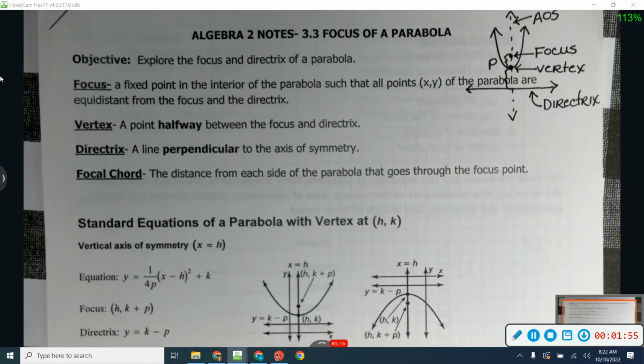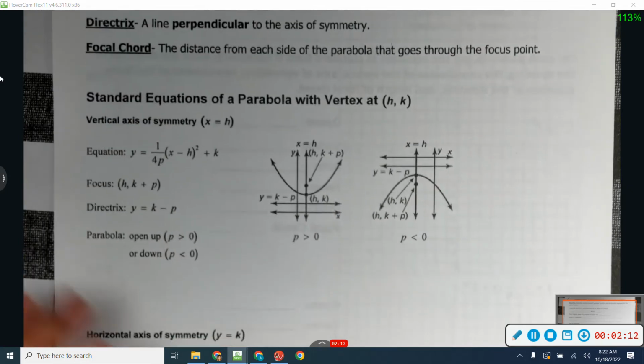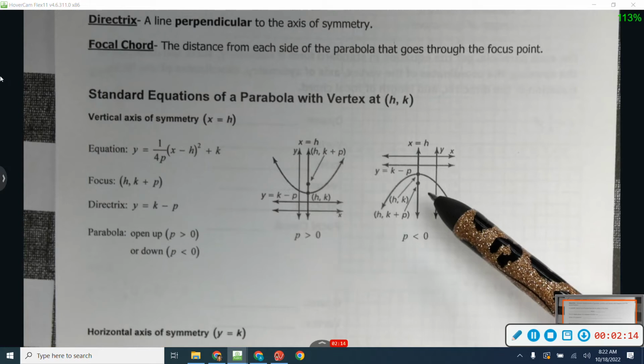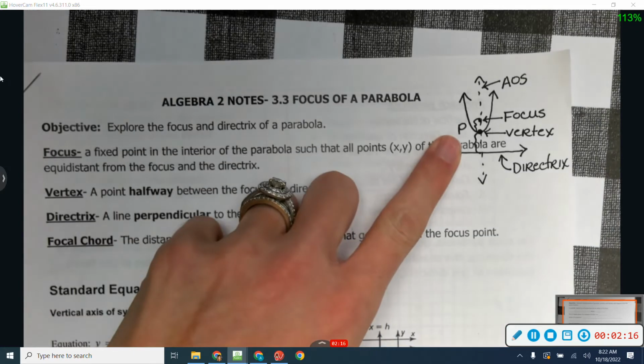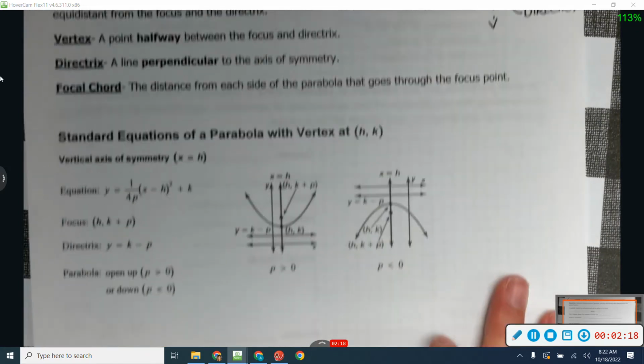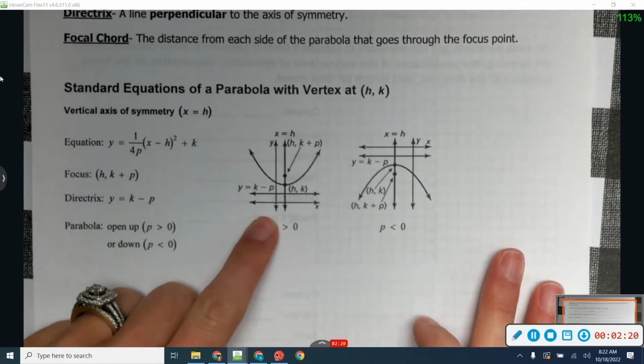Your focal chord is what passes through the focus, and it is the distance from one side of the parabola to the other, okay? Very simple. That also has a formula that you just plug the p-value into, okay? So all of this, to me, it's easier to draw it for you to visualize it instead of looking at this all at once, okay?